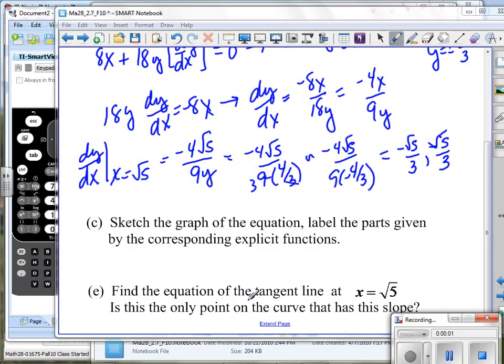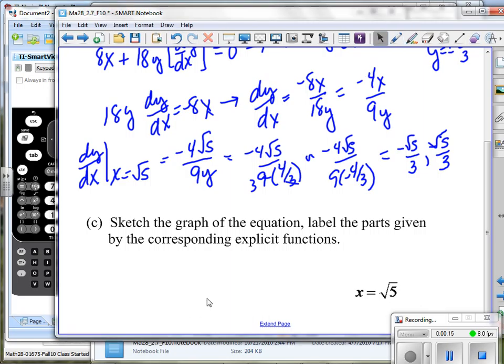For looking at this, we're not done with the problem. Find the equation of the tangent line at x equals the square root of 5. Is this the only point on the curve? We need more room for this, so let's get another page here.